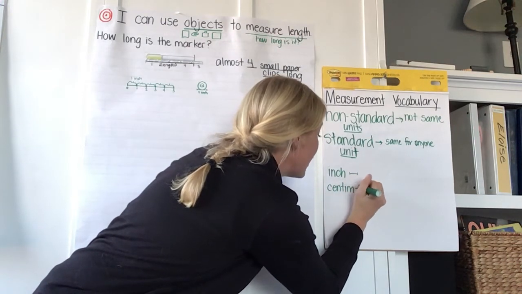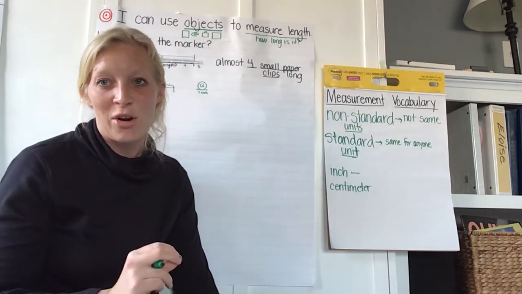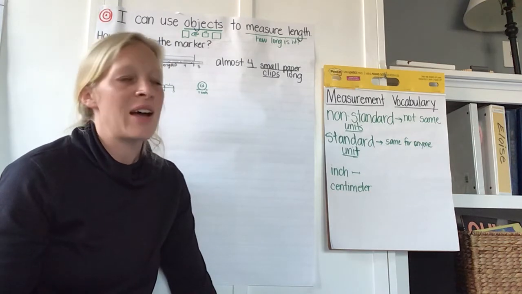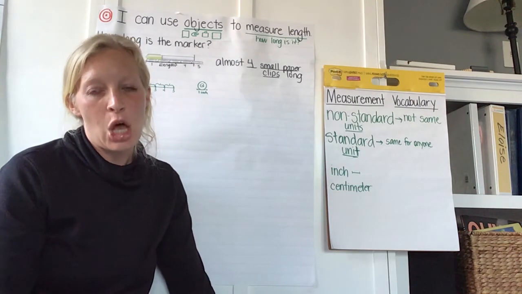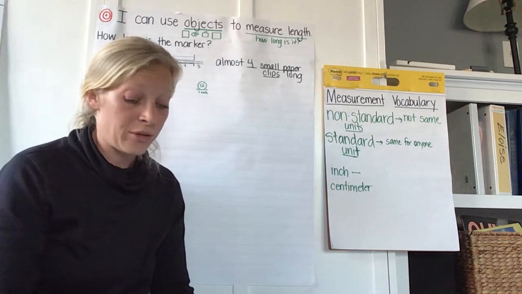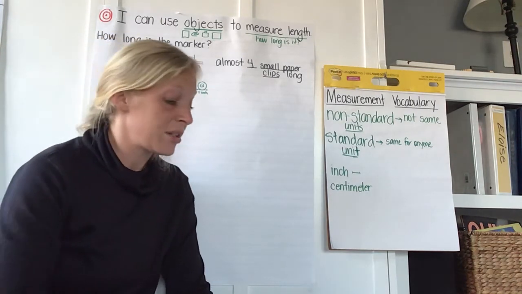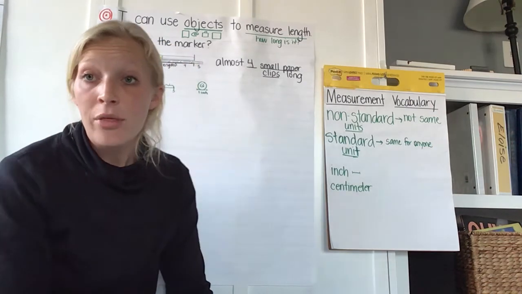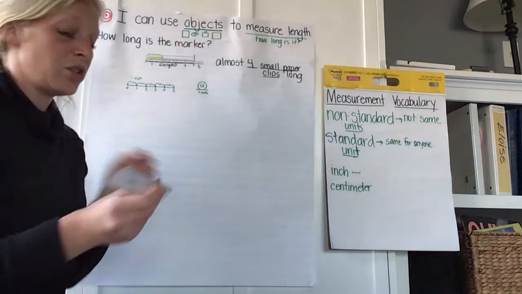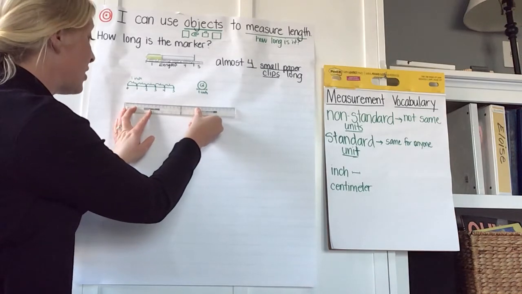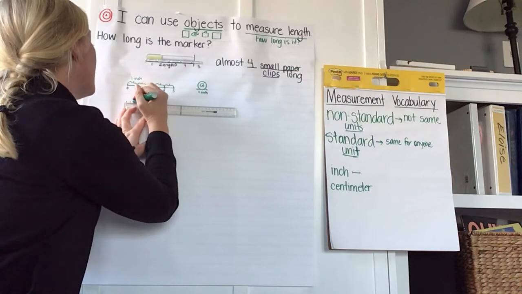Centimeters. A centimeter is another standard unit of measure. That means, my friends, if I say, oh, I got a pencil and it was 12 centimeters long, whether it's a centimeter on this ruler, or a centimeter on this ruler, or a centimeter on another ruler, centimeters are the same, just like the inch. But just as you noticed, my friends, a centimeter is much smaller than an inch.